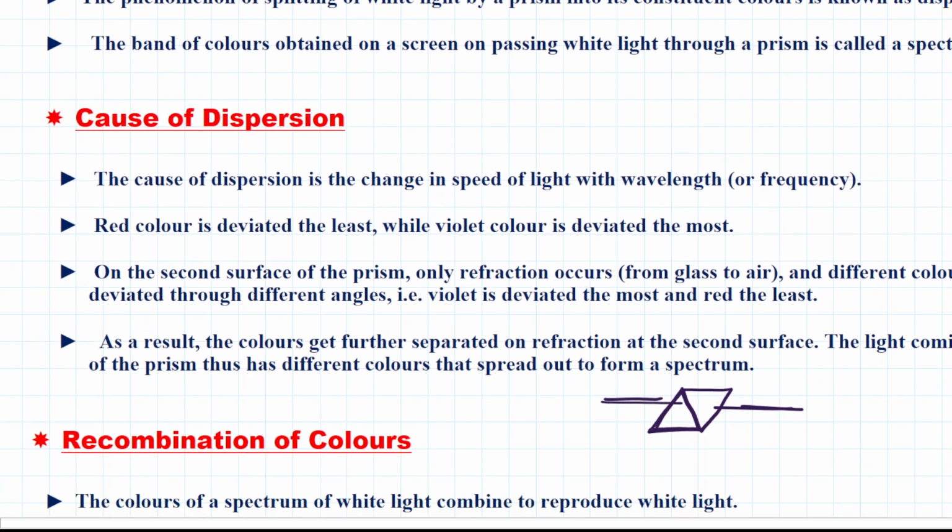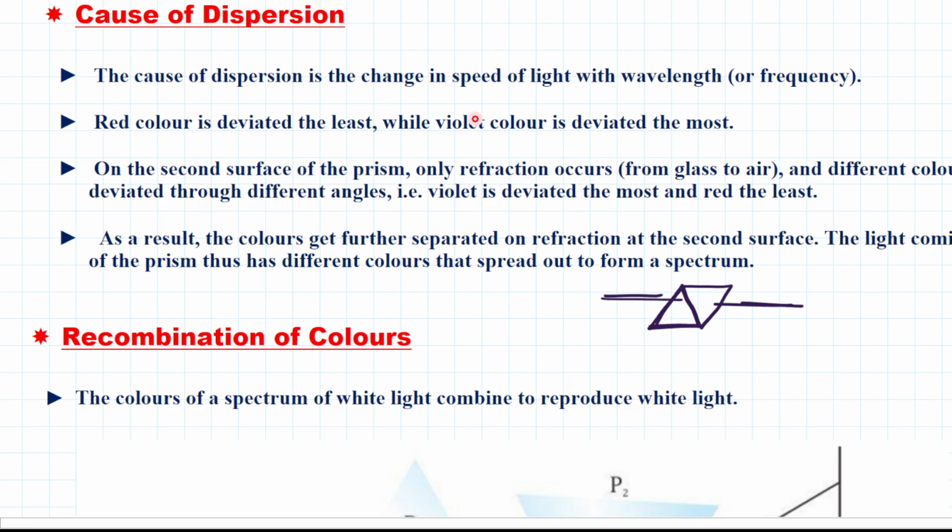So what is the cause of dispersion? The cause of dispersion is the change in speed of light with wavelength or frequency. So when the wavelength of the light is changing, the speed of light changes. So dispersion is what? The change in speed of light with wavelength or frequency.